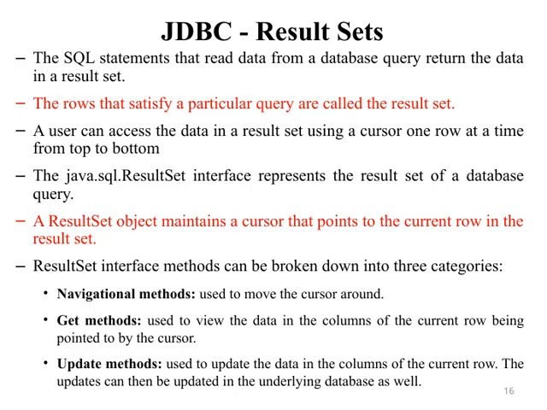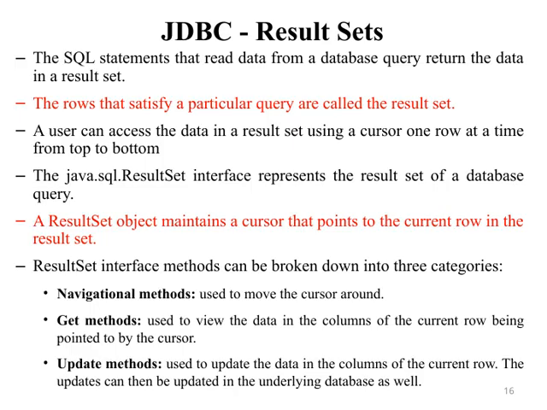To access this data, you typically use a cursor, which allows you to move through the result set one row at a time, usually from top to bottom. The java.sql.ResultSet interface is what represents this result set in Java, providing methods to interact with the data. Within a result set, there's a cursor that points to the current row you're working with. This cursor moves as you navigate through the data, enabling you to view or modify the row's contents.